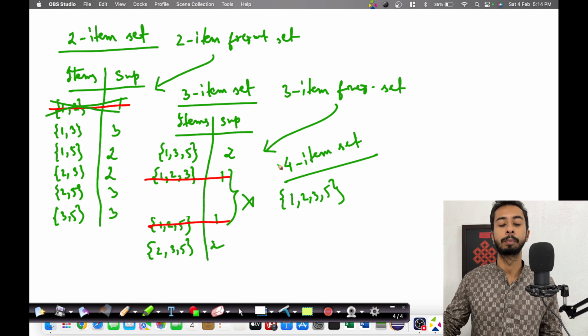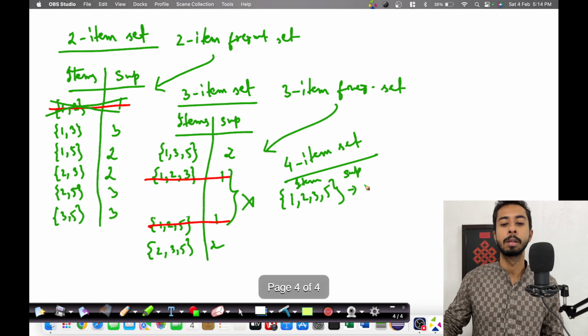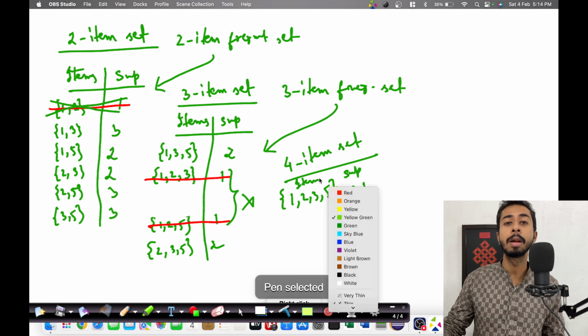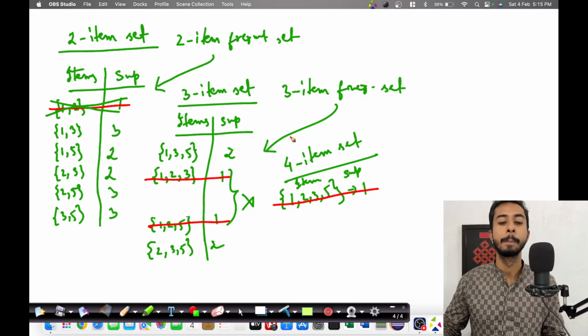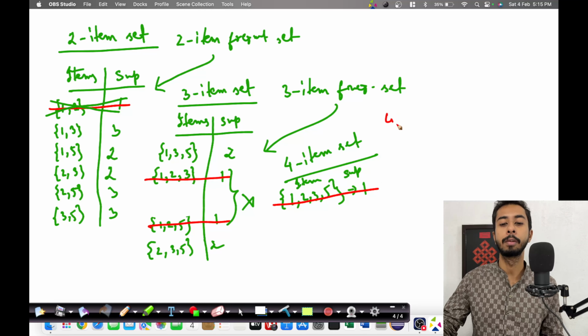So this is basically the item set and I have to find out the support. What would be the support of 1 2 3 5? Check it. 1 2 3 5 occurs one time only, in T3, right? So I'll just write the support as 1, and obviously you can understand it will be discarded in the 4 item frequent set, because it only has 1 as a support. Once it gets discarded, in the 4 item frequent set we have nothing, null.